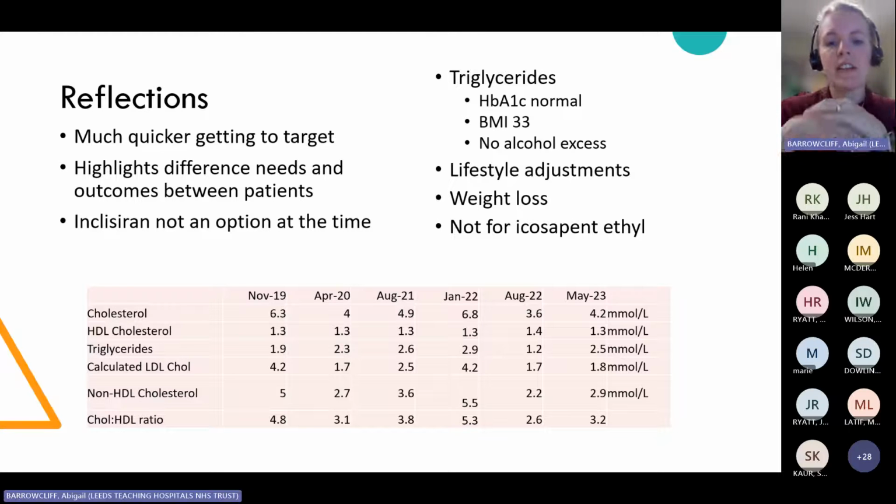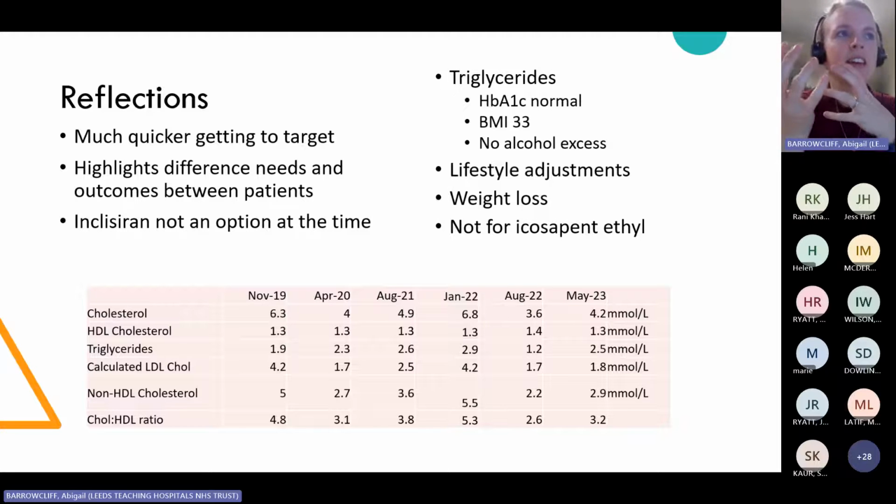In terms of icosapent ethyl, that's one of our most recent lipid-lowering therapies recommended for patients with a high triglyceride and a controlled LDL cholesterol. However, it should only be offered to patients who are on a statin, so it is not appropriate for us to start it for Mr. D. So my reflections on this. Compared with Ms. J, we got to target far quicker. We started one medication, he got a 60% reduction, and we're where we wanted to be.